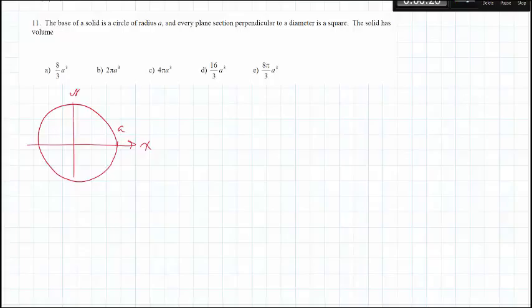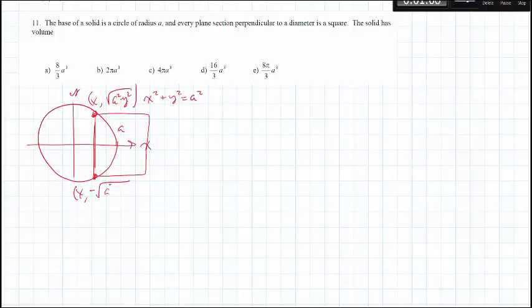This circle with radius a, by the way, can be summarized as the equation x squared plus y squared is equal to a squared. Every plane perpendicular to the diameter is a square. So let me draw it like this. Here's a square coming out of the screen, but then it's pushed over to the side. And this location right here is x comma the square root of a squared minus y squared, and this location right here is x comma negative square root a squared minus y squared.